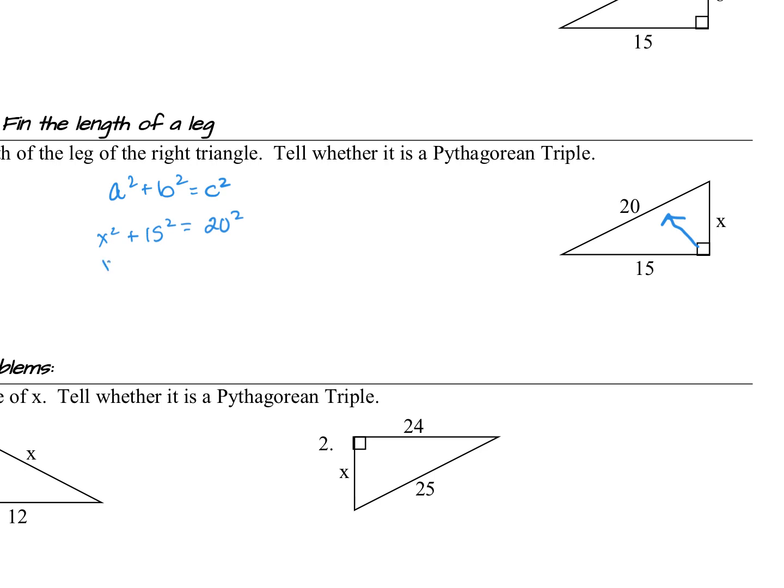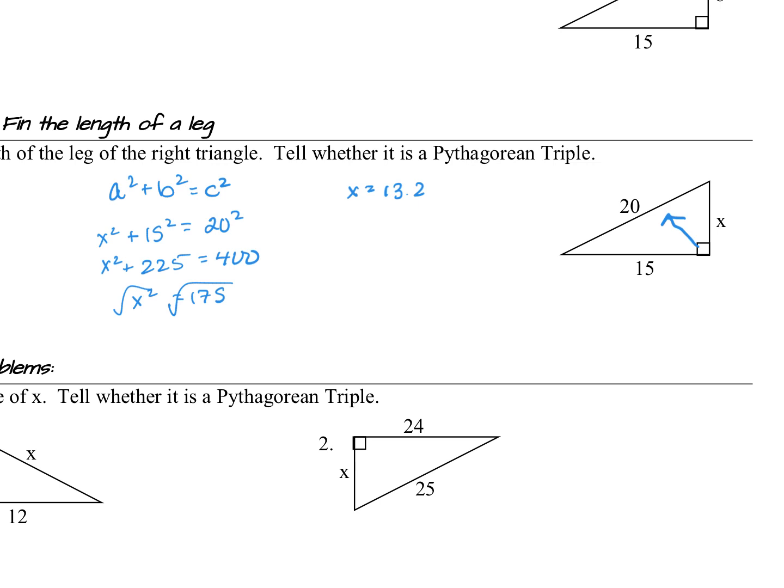So when I work this out, we're going to get x squared plus 225 equals 400. Subtract your 225 from both sides, and you get x squared equals 175. All right, now I'm going to square root that, and when I square root 175, I get 13.2. So we're going to get a decimal. Now when we get a decimal, we're going to try to simplify the radical.